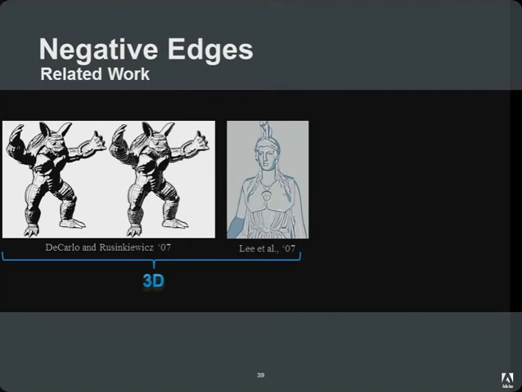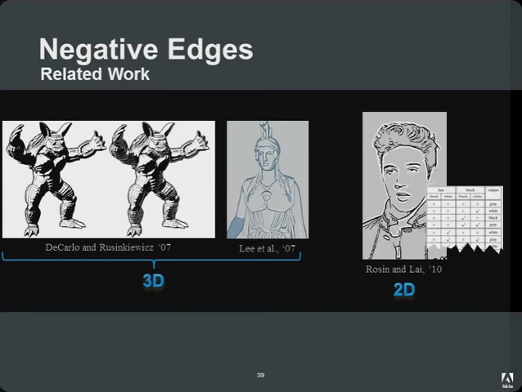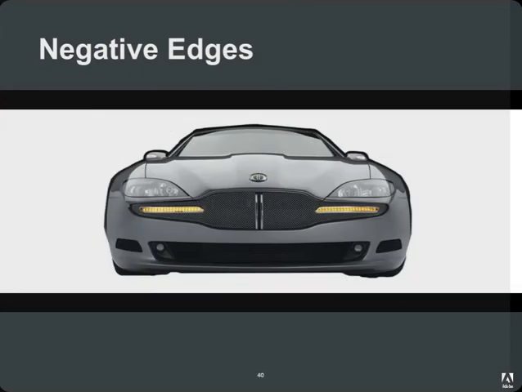In 3D, this phenomenon has been examined by DiCarlo and Ristchukevich, as well as Lee et al. For images, there have been some attempts to reproduce this effect, most of which are based on complex multipass systems such as the one by Rosen et al. While these systems allow for a lot of stylistic flexibility, the basic effect can simply and more efficiently be implemented with an XDoG filter. Let's look at this car image.